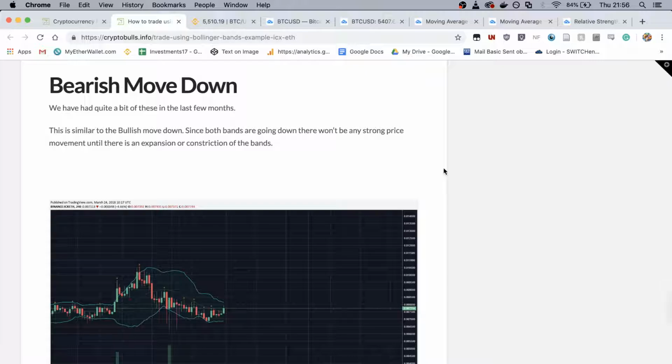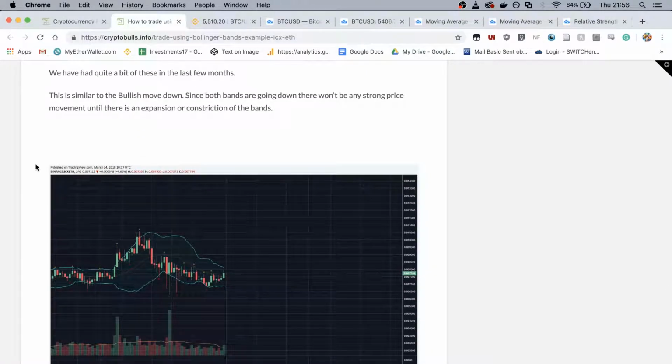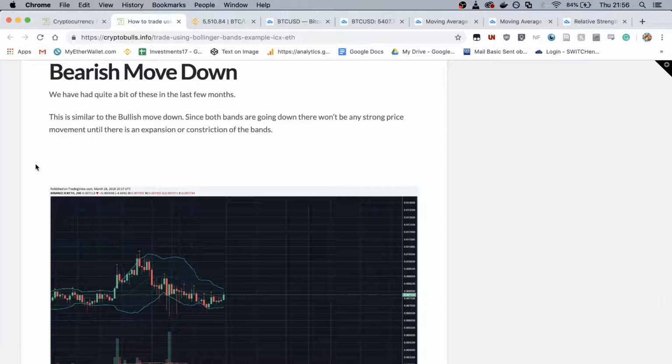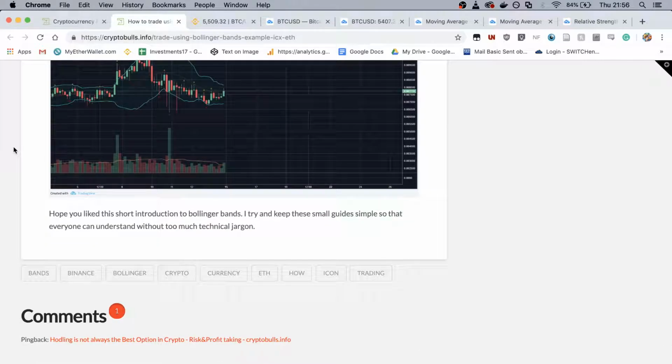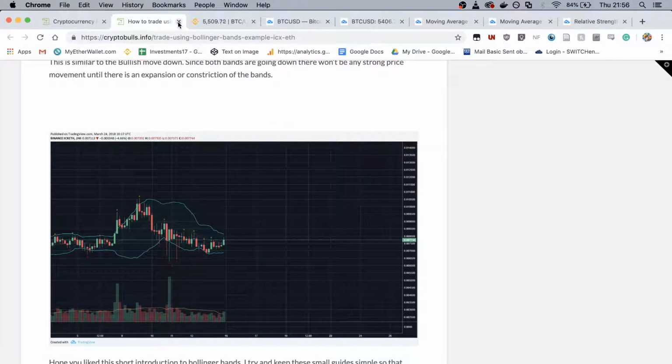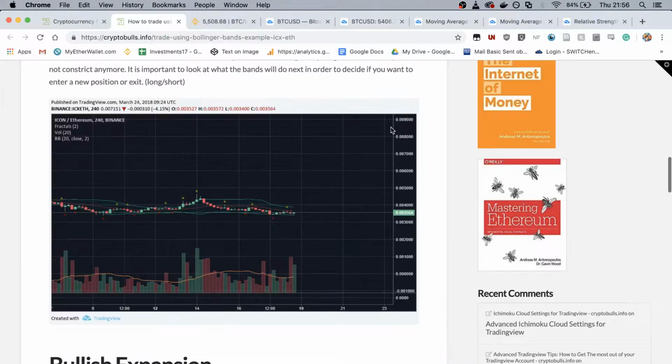Bearish move down. We've had quite a few of these in the last few months, especially in 2018. This is similar to the bullish move, since both bands are going down, there won't be any strong price movement until there's an expansion or constriction of the bands. So yeah, that was it for Bollinger bands.